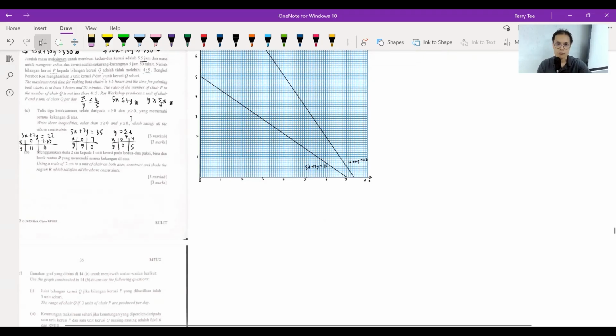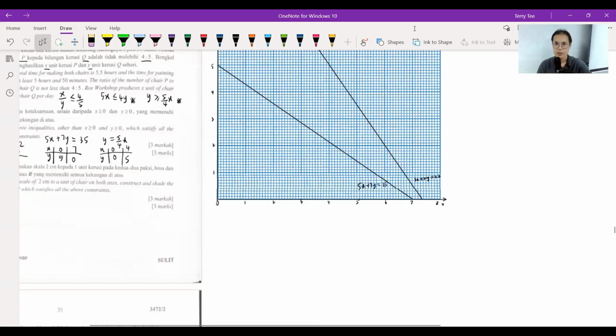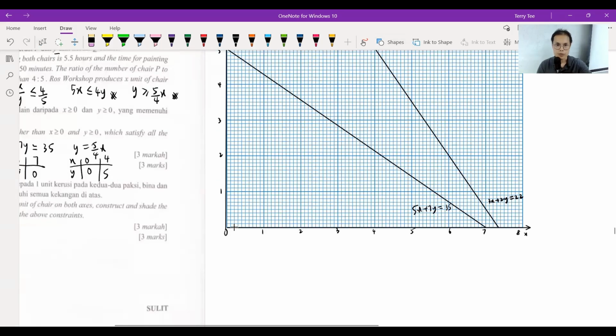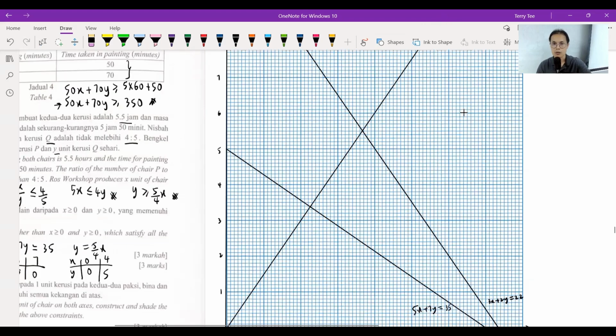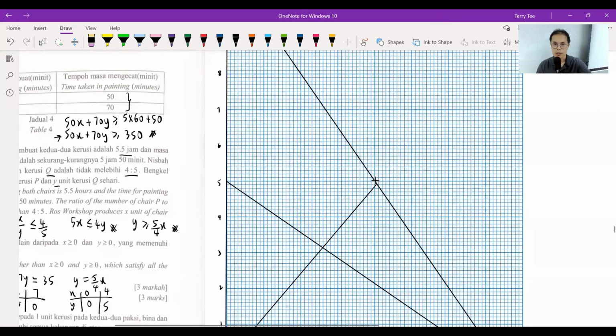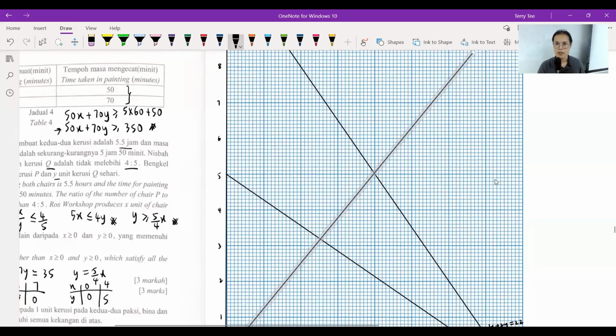We know 0, 0 and 4, 5. 0, 0 is here. 4, 5 must be a bit higher here. I think it touches this point. Yeah, this point here. I just extend the line. Make sure you can see it. This is y = 5/4 x.